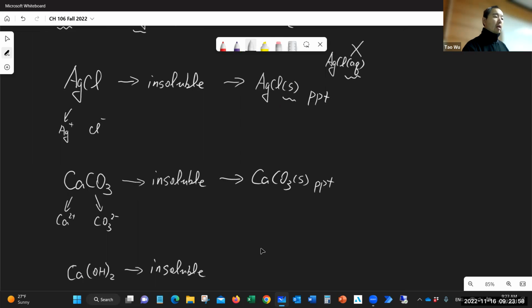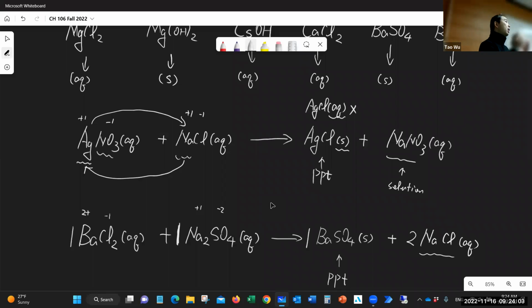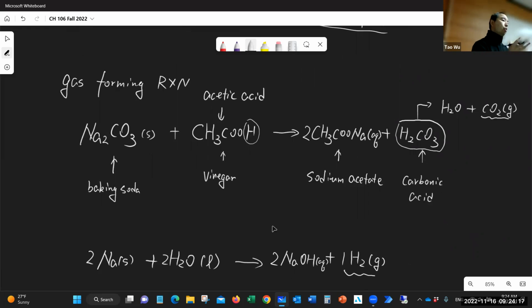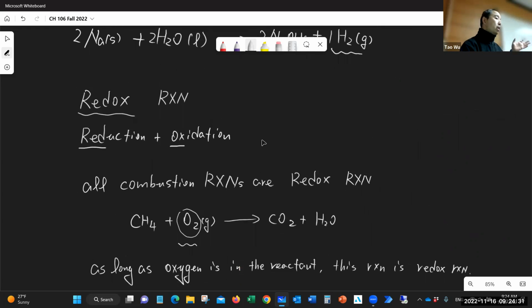Then we talked about, if we have two solutions and mix them together, how do we predict the correct formula for the product, and how do we predict which one is the precipitate? We also talked about two more reaction types. One is the gas forming reaction: any reaction that generates gases is a gas forming reaction. And we also talked about what a redox reaction is.